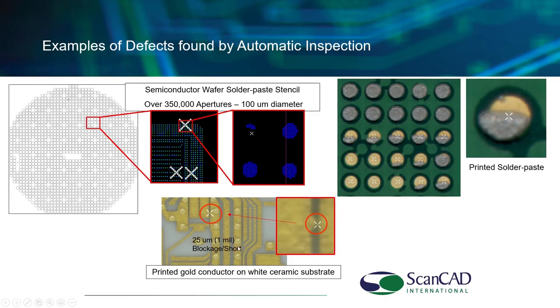At the bottom, we have a ceramic part with gold material that has been printed or somehow imaged onto the part. And there is a potential short here. There's a 1 mil short for the operator to look at. And then finally, we're inspecting holes over here, what we call apertures or holes. This is for the semiconductor industry, 350,000 apertures.